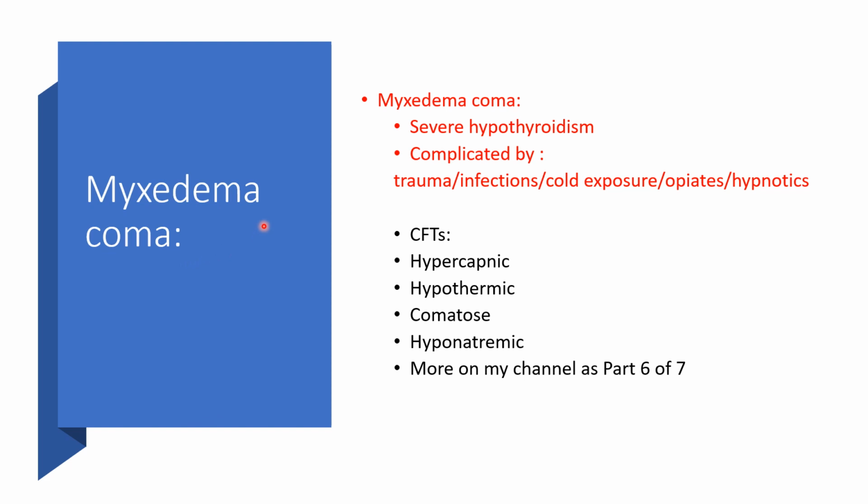Myxedema coma. And somebody is asking me, do you mean one can become comatose from hypothyroidism? Of course, you can. Myxedema coma is a severe form of hypothyroidism that is complicated by trauma, infections, cold exposure, opiates, and hypnotics. What are the clinical features of myxedema coma? Hypercapnic, hypothermic, comatose, hyponatremic. There is more on myxedema coma on my channel here. Please check it out.